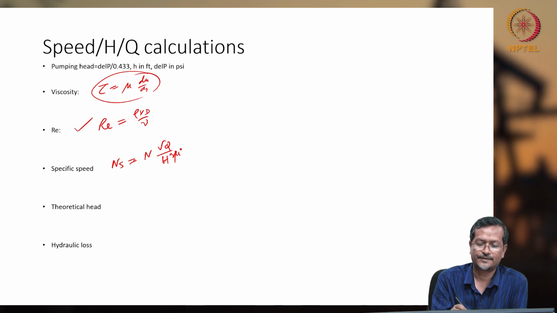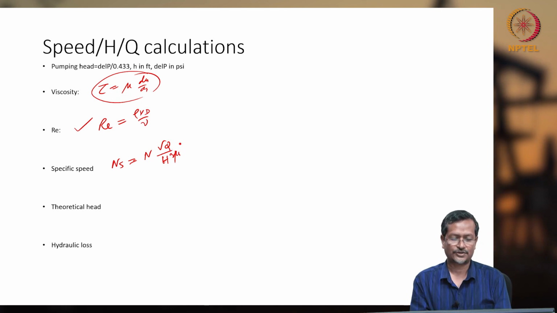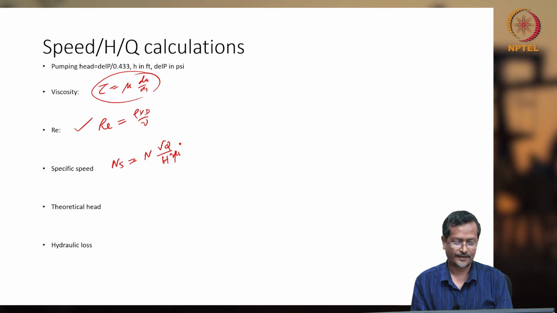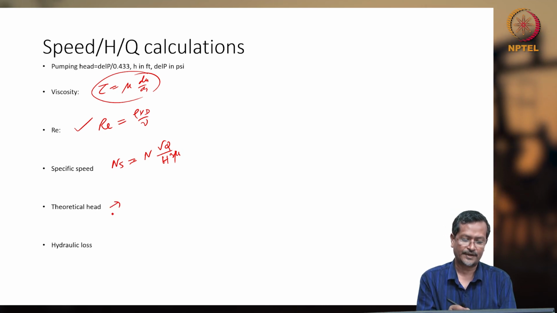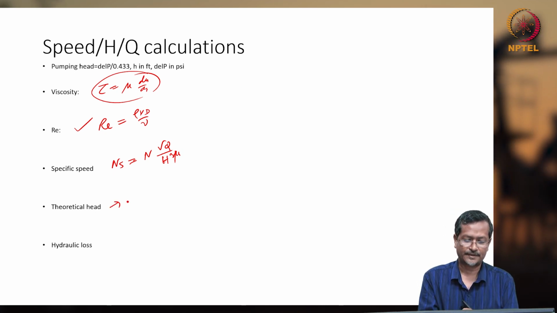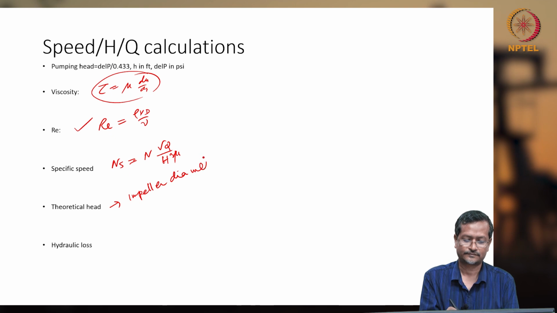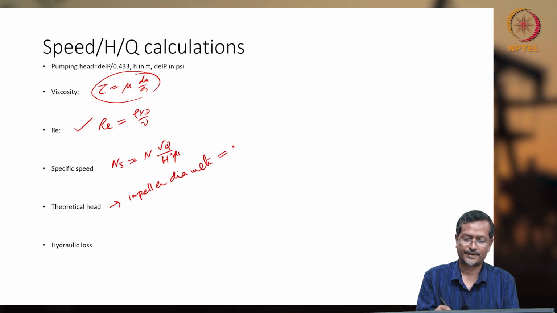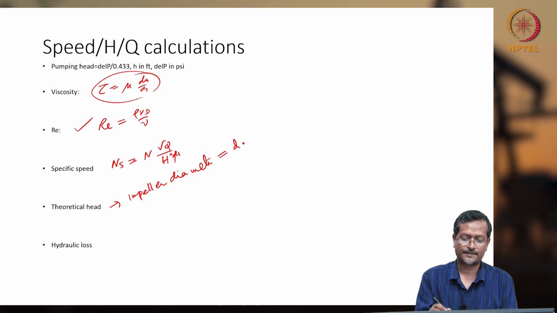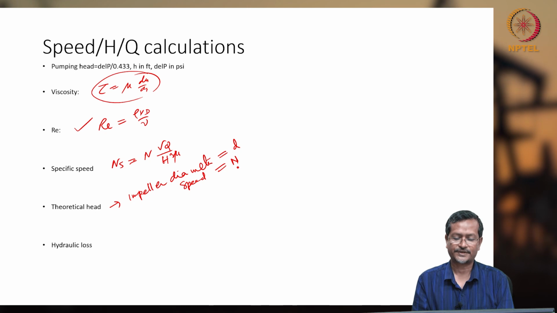That formula you have seen. So in the previous lecture we have discussed theoretical head. So theoretical head, when you are calculating, let's say for one pump, the impeller diameter is d and speed is n, then what will be the theoretical head?